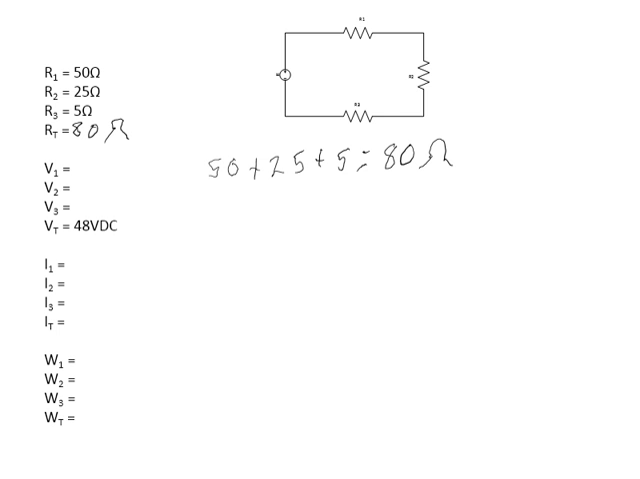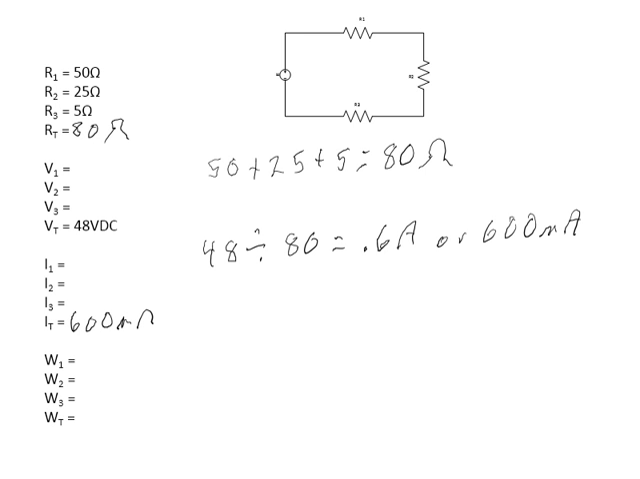The next step we'll do is to find the current for the circuit. We'll take the total applied voltage and divide that by our total resistance of 80 ohms, and that's going to give us 0.6 of an amp, or we can also say 600 milliamps. Now in a series circuit, the current remains constant through all components, so we'll just simply fill in the rest of these values.